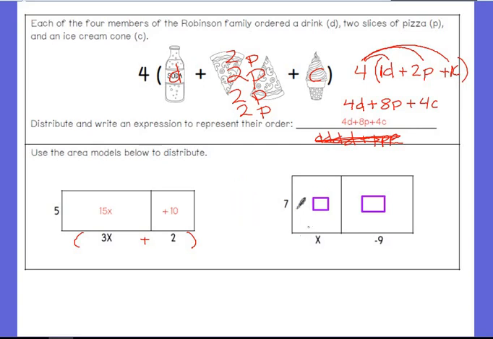Same thing here. I do length times width. 7 times x, this is understood to be a 1, so 7 times 1, 7, so that gives me 7x. I keep the variable. 7 times a negative 9 gives me a negative 63. So my final answer would be 7x minus 63. These are unlike terms. They don't have the same last name. So that would be your final answer.